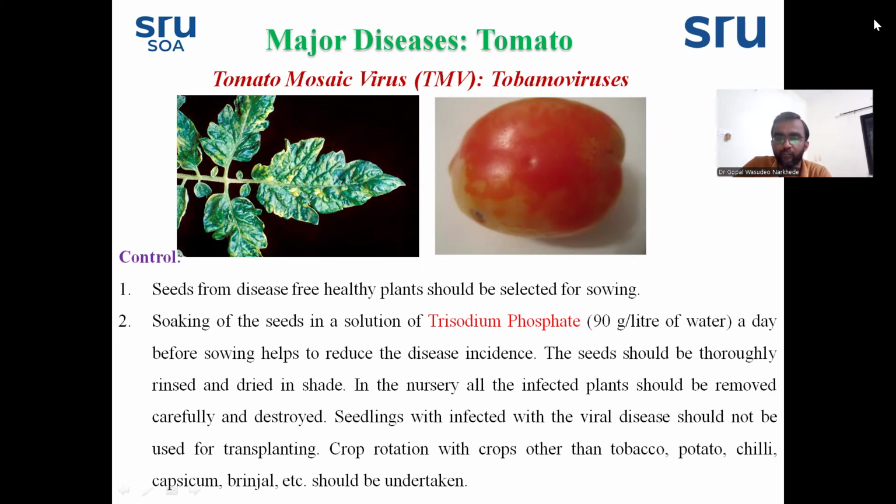In the nursery, you have to remove the infected plants and destroy them. Seedlings with viral disease should not be used for transplanting. And then the next control measure is crop rotation. So these are some control measures for TMV.